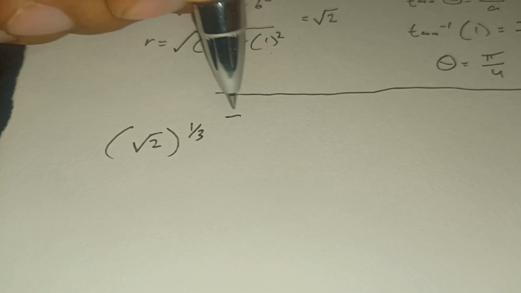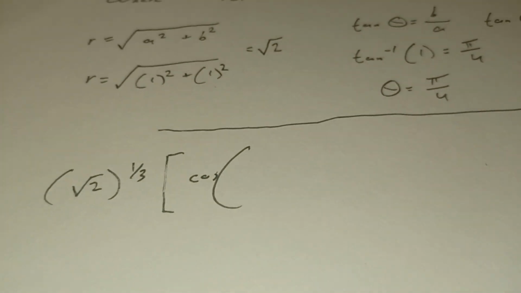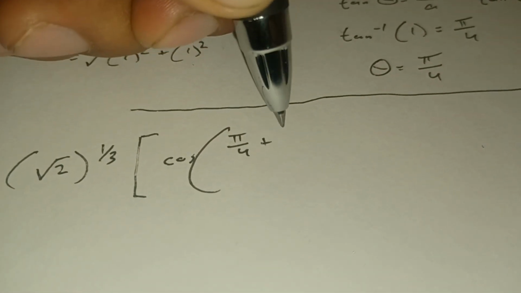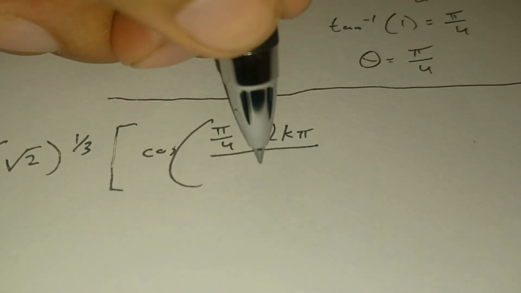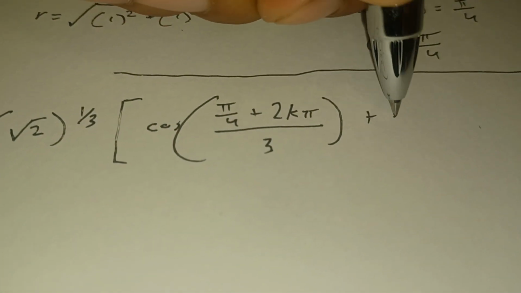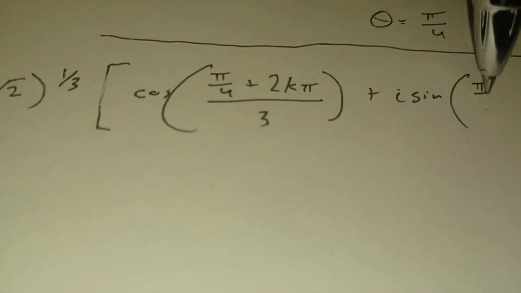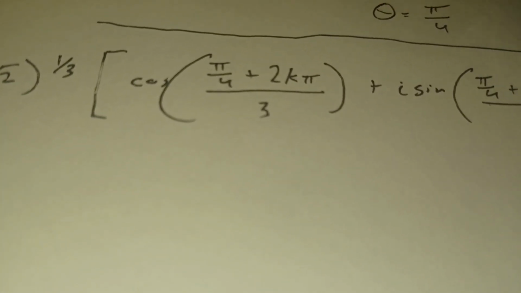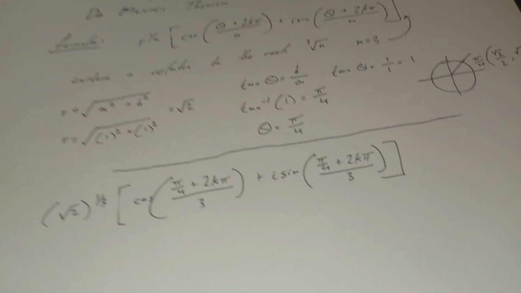Brackets, cosine of the angle, which is pi over 4, plus 2k pi divided by n, which is going to be our 3, recall that, plus i sine of pi over 4 plus 2k pi divided by 3, close brackets. All right, so that's how it's supposed to look, and let's go ahead and find the cube roots.